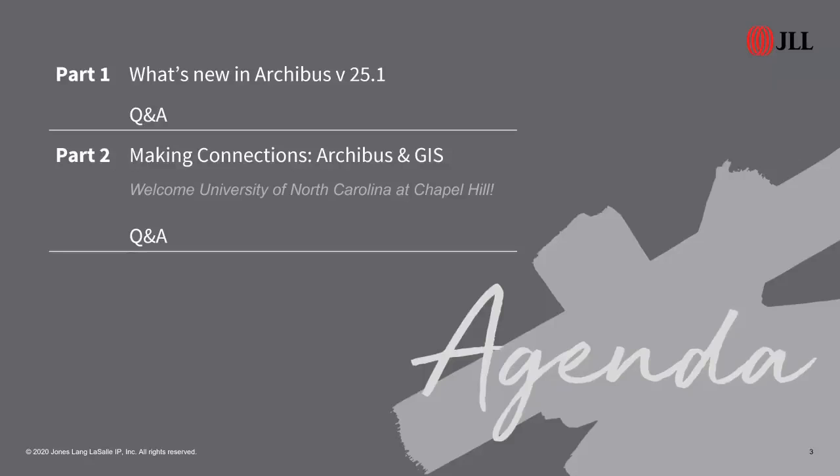From an agenda, today we're going to be covering two major topics. What's new in Archibus version 25, a very recent release of the product from Archibus with a lot of great new features. Then we'll go into a Q&A session and give you the opportunity to ask us anything about the product, and hopefully we can keep up with those questions. Then we'll move into part two of today's webinar. Please stick around. The University of North Carolina will be presenting how they use Archibus on their campus, as well as the GIS components.